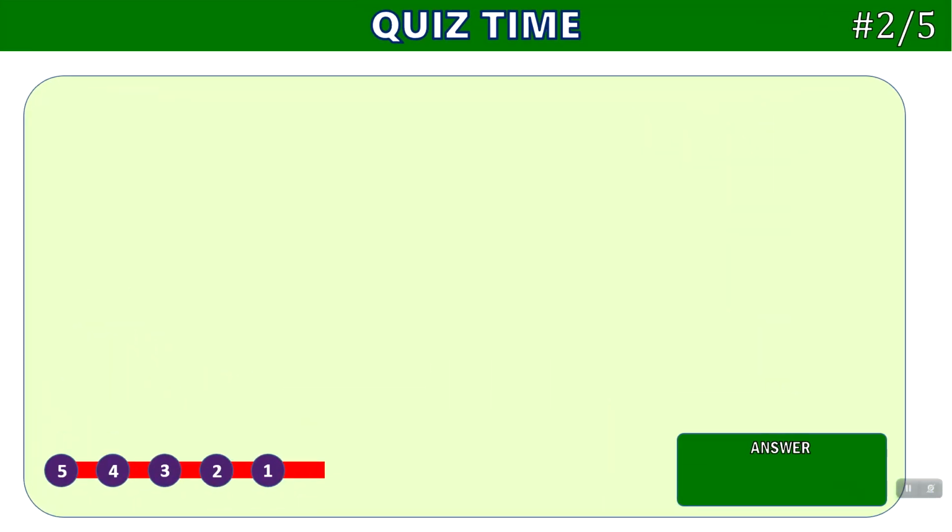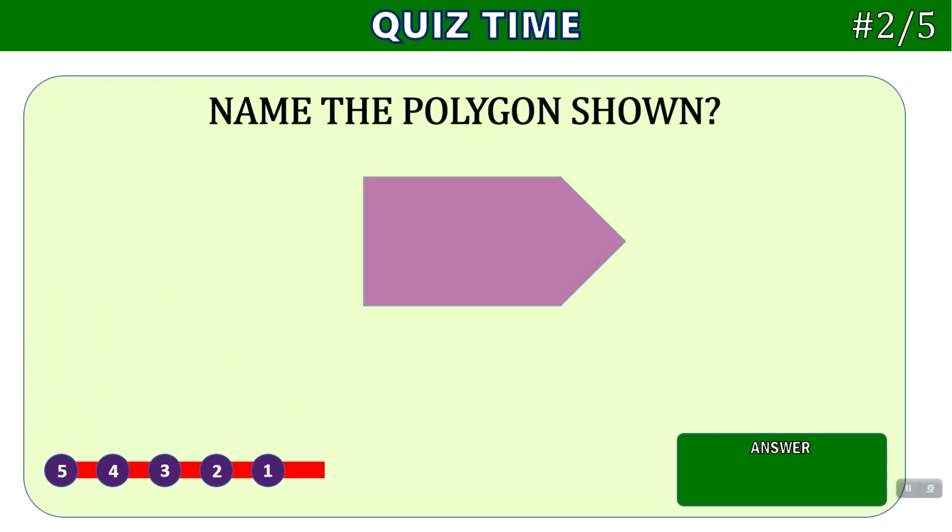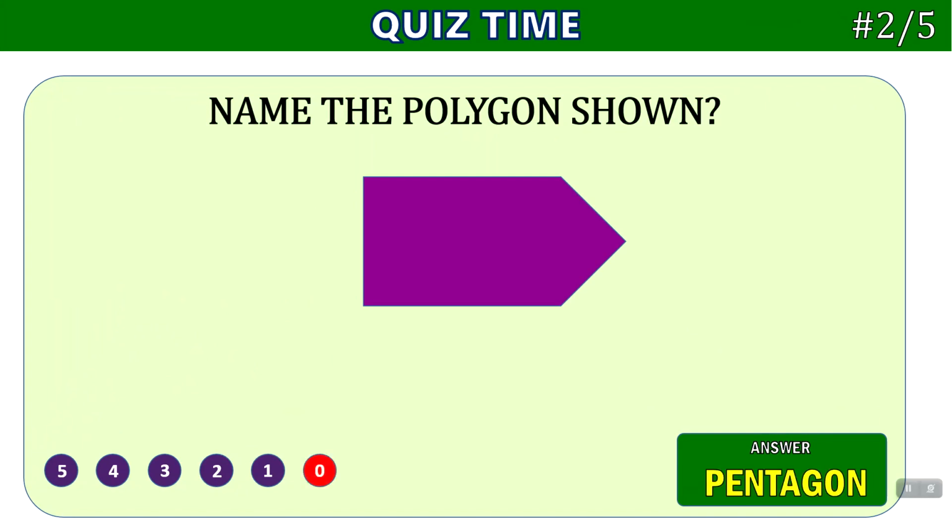Question 2. Name the polygons shown below. You have 5 seconds. Time's up. The answer is pentagon. Again, let's count the sides. 1, 2, 3, 4, 5. A 5-sided shape is known as a pentagon.